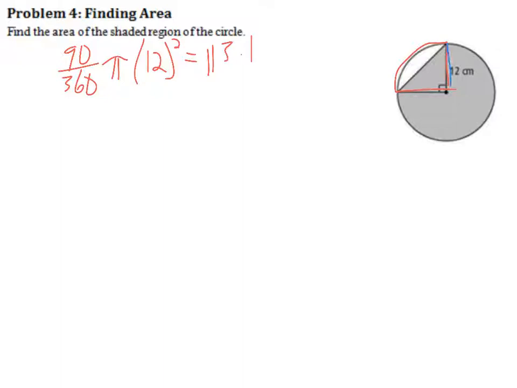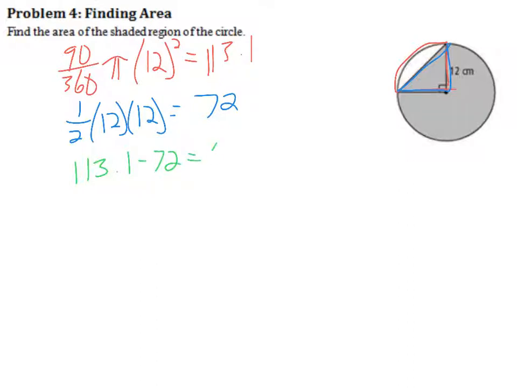The area of my triangle, 90-degree angle, so I can do 1/2 base times height, 1/2 my base times my height, both of those will be 12, and when I type that in, I get an area of 72. So now, when I go to subtract these to find the area of the segment, I get that my segment has an area of 41.1.